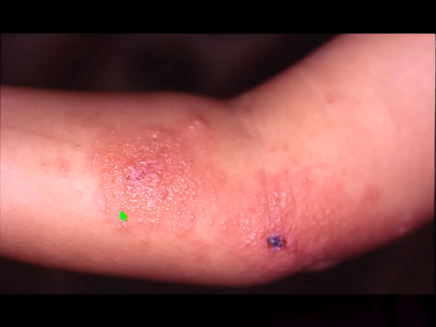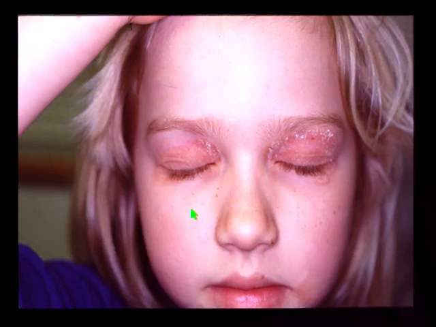So here we see an example. This is a more acute example of allergic contact dermatitis. So this is like what you would see in poison ivy, for example. You can see that the skin is edematous. There's some vesiculation in this patient. It's probably very itchy. There's erythema. So it can look quite similar to atopic dermatitis.